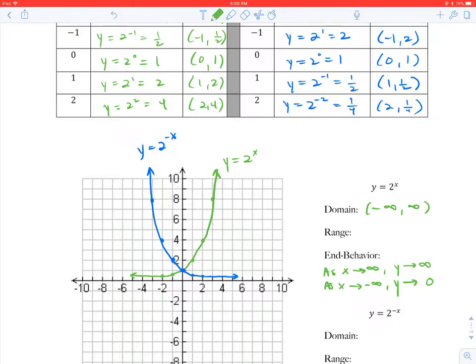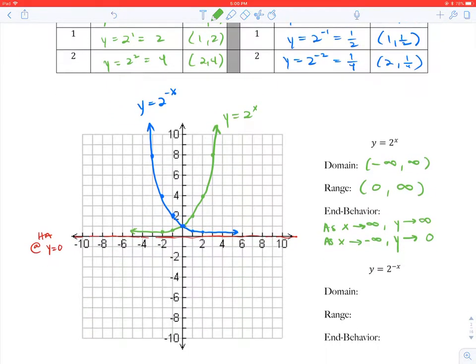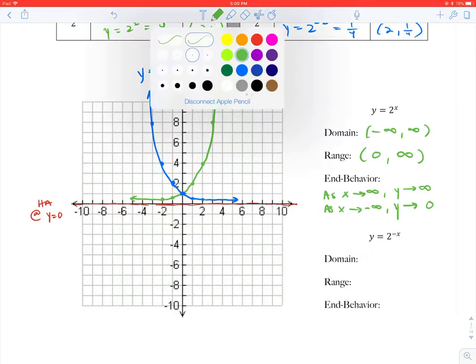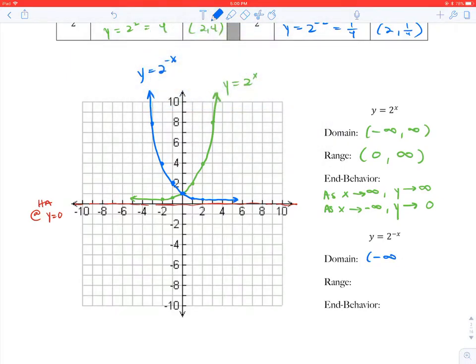And when that limit exists, that means that there is a horizontal asymptote at that value. So there's a horizontal asymptote by definition at y equals 0. And we can see now that the range is going to be from 0 to positive infinity. There's no real number that you could substitute in for x that would give you y equals 0. Just numbers that are very, very close to it. The domain of 2 to the negative x is also all real numbers. The range is also 0 to infinity.